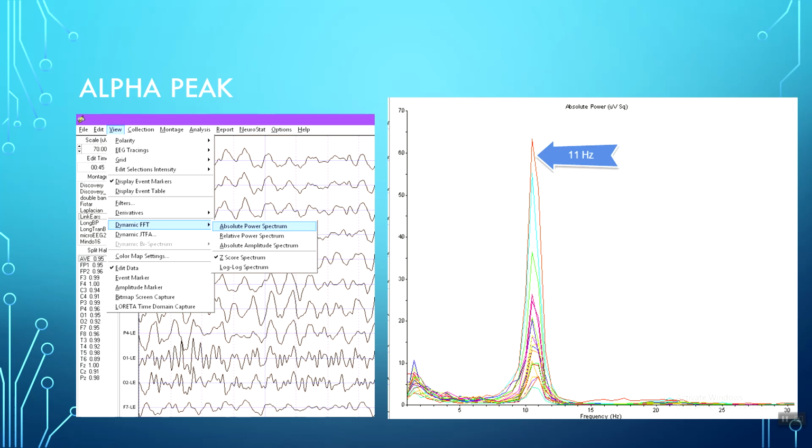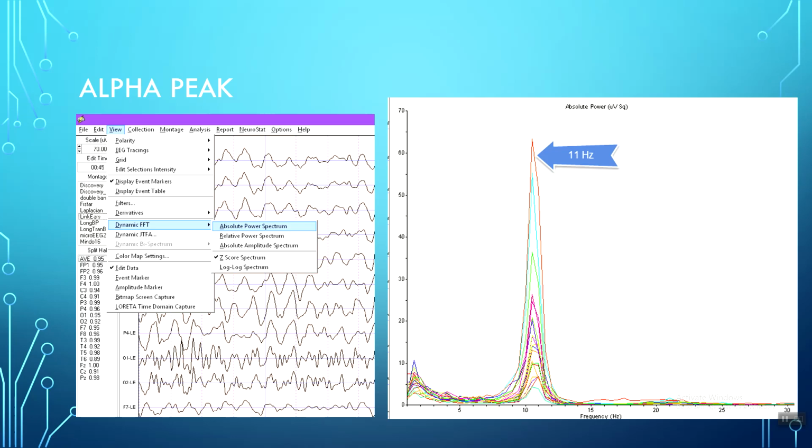Alpha peak frequency is someone's processing rate, and so in a very simplistic sense, it's thought about as your IQ. How quickly can you download info? How quickly can you upload info? Right? When someone has a fast alpha peak frequency, they can generally put things together very quickly.